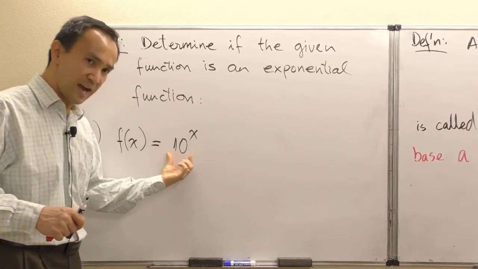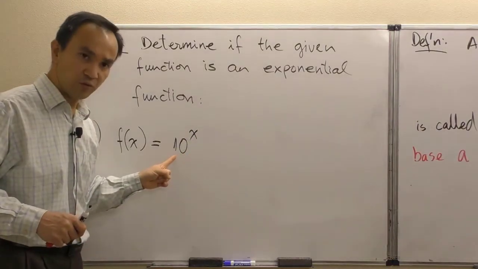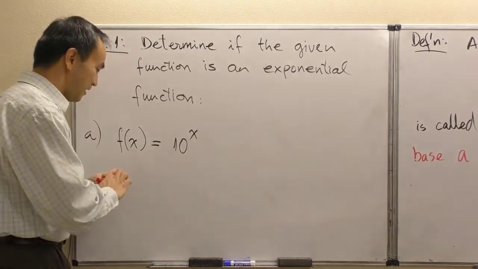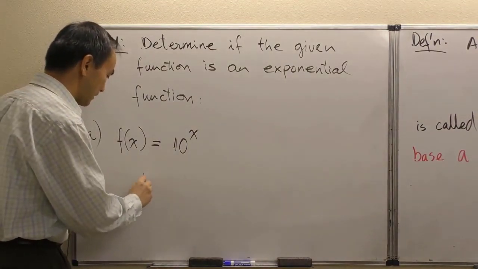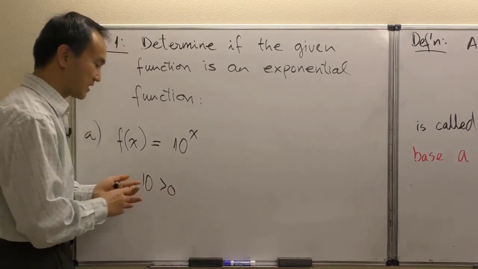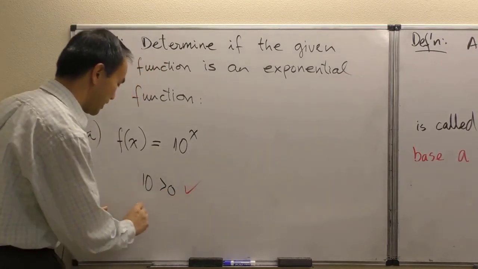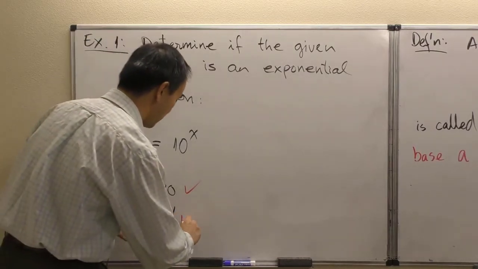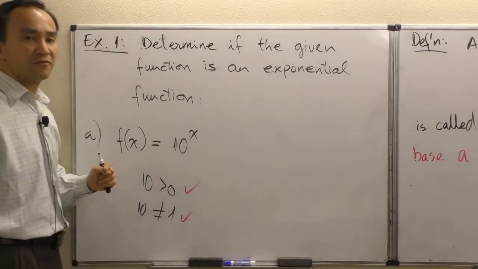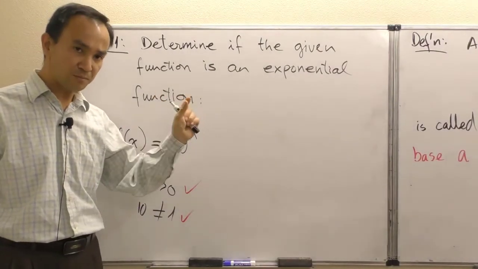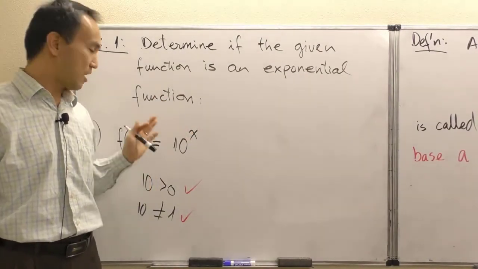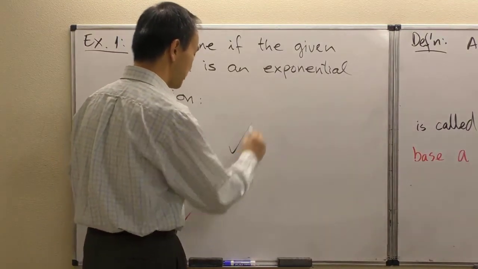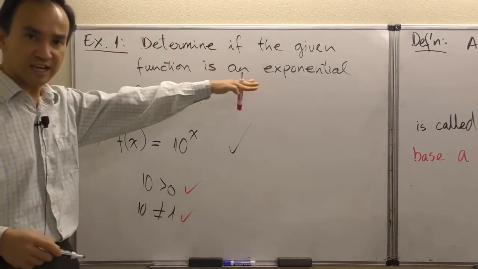So the base here has to be a positive number. We do have this base being 10, a positive number. Okay, so it meets that requirement, and also 10 is other than 1, so it also meets that requirement. And now it's also in that form of raising to a power, the input being the exponent. So now for this function, we can put a check mark here saying that yes, it's an exponential function.